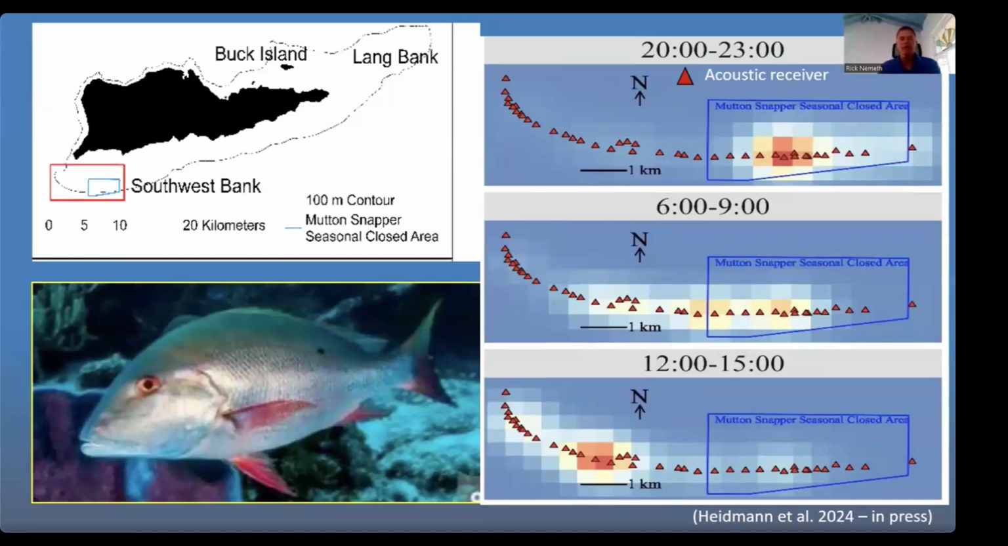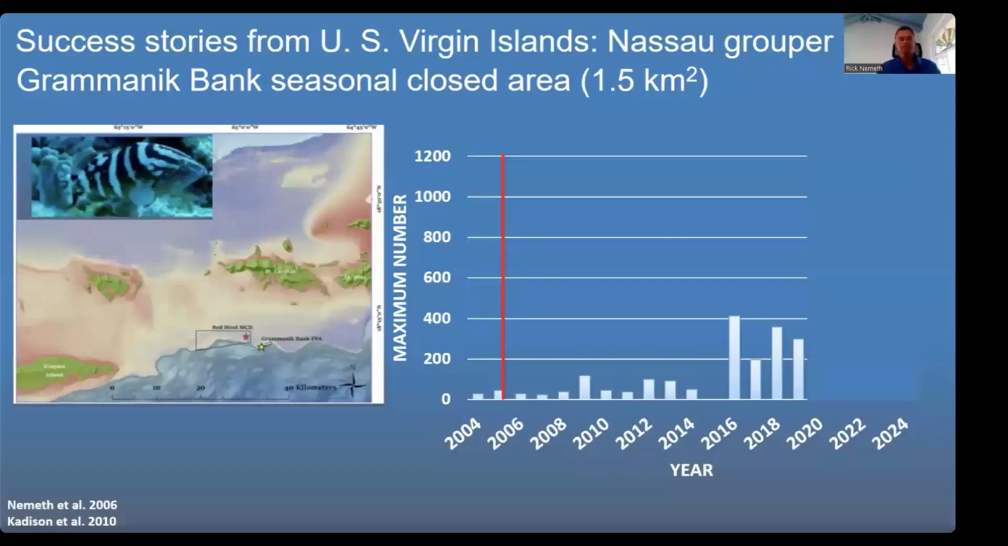Before I summarize data on mutton snapper, I wanted to provide an example of a grouper spawning site that has benefited from a small marine protected area in the U.S. Virgin Islands. One example of successful application of a seasonal closed area is the Grammanik Bank, which I mentioned earlier for dog and cubera snapper. It was established in 2005 after a small aggregation of only 30 Nassau grouper were discovered. The Nassau grouper spawning aggregation that used to be in the area was completely fished out in the early 1980s, and the species became very rare and was listed as critically endangered.